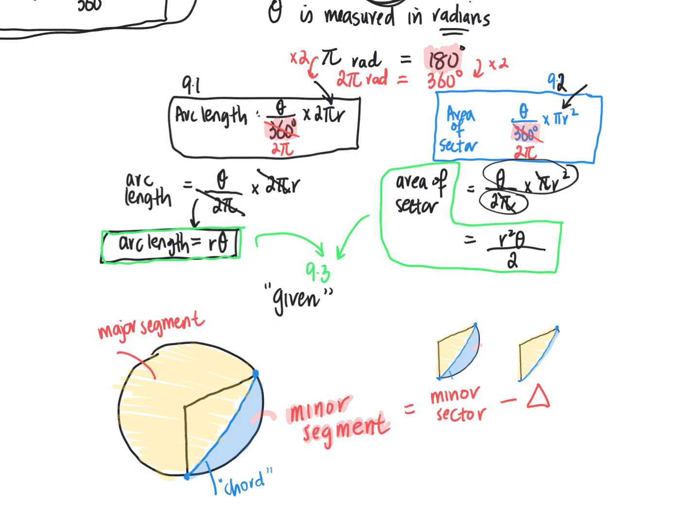Is this the minor segment? Take away the triangle. That's why you are left with the blue part. How do you find the blue part? You must use your formula to help you. Can you see? The minor sector, we learned the formula just now, right? It is theta over 360 times pi r squared. We learned just now that the minor sector, this whole piece, can be found by this formula.